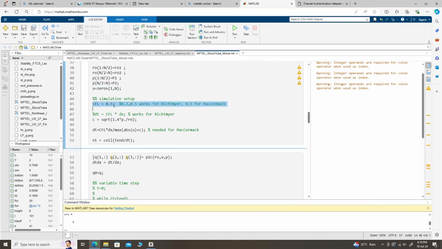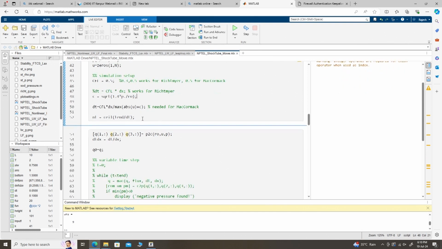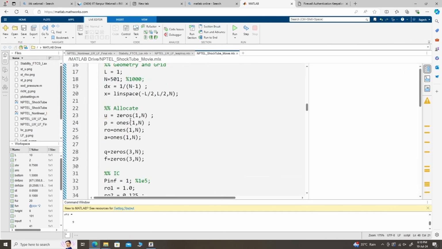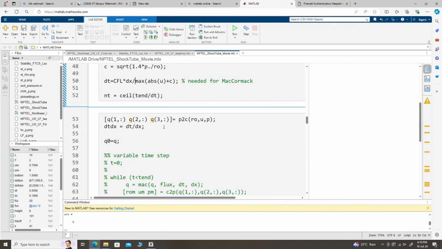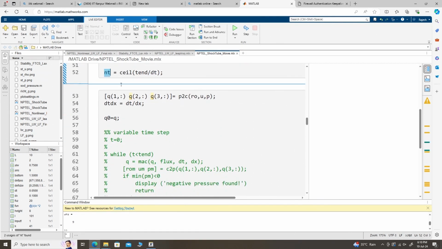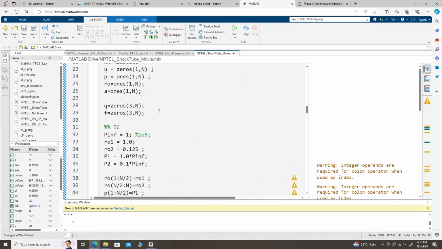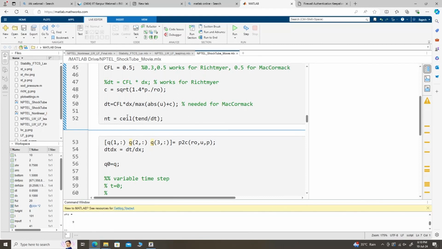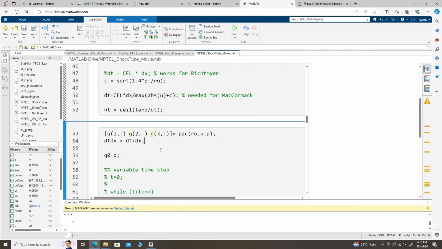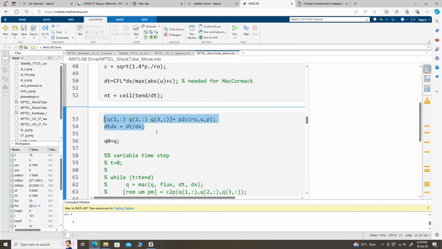I am using a CFL of 0.5 and I have calculated the speed of sound, square root of gamma p by rho. And dt is calculated as CFL into dx divided by the maximum of absolute u plus c. And I calculate the number of time steps. How many time steps I need if I have this t end, which is basically 0.1 second, I want to get it at 0.2 second. So, how many time steps do I need. After this we can start solving.